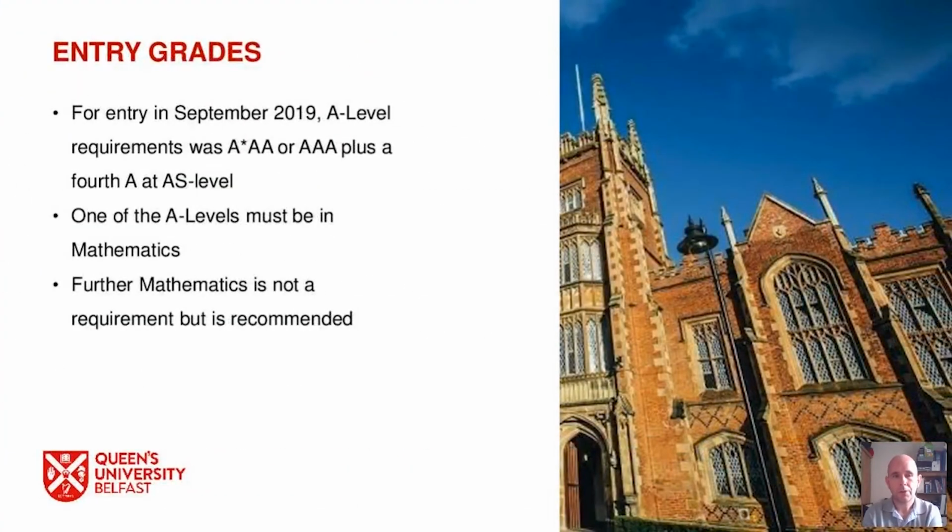The entry grades for the degree in 2019 was 1 A star and 2 A's at A level, or 3 A's plus an additional A at AS. So what that actually means is if you did 4 subjects at AS level, you got an A on one of those subjects and left it behind, then you only need 3 A's in the remaining subjects at A level. If you only do 3 subjects, it's 1 A star and 2 A's.